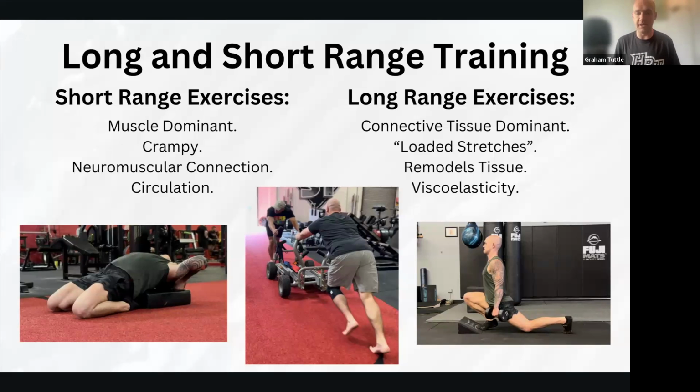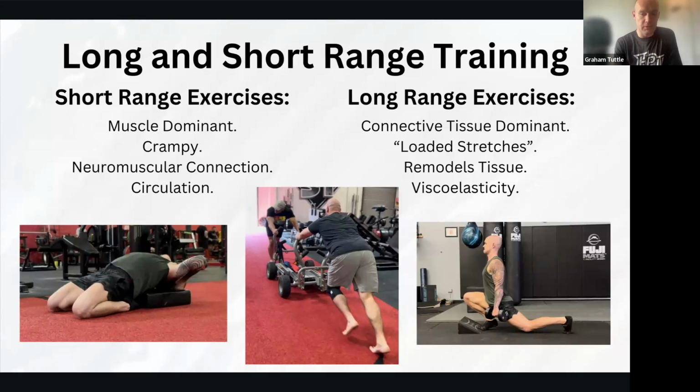Not the best one, but I think a better example of a short range would be like really flexing and contracting. So a bicep curl, a hamstring curl, a quadricep leg extension. Those are short, meaning that they're the muscle dominant. You're contracting the muscle at the end range of that motion.